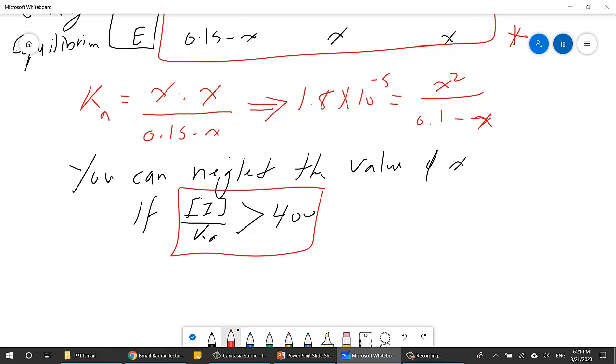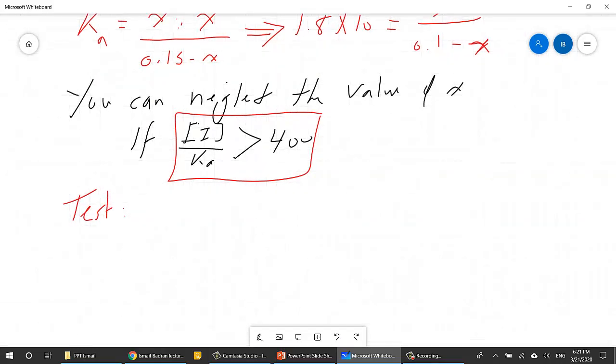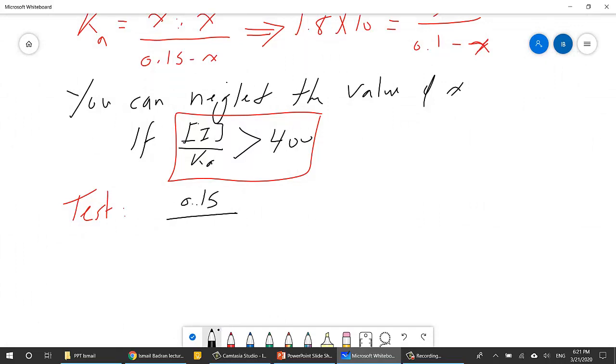Let's test that. So we're going to do a quick test to see if we are going to neglect X. So the test is that the initial concentration is 0.15 and the Ka is 1.8 times 10 to the minus 5. Now, if you do the math here, you will get an answer that is way more than 400. It's almost 8,000 something. So that's a big number. So this is bigger than 400, so we're fine. Then in this case, we can neglect X.